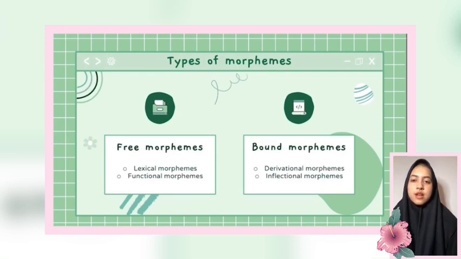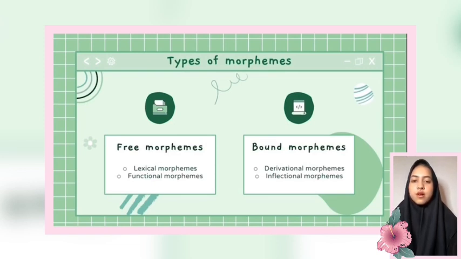And the second type of morphemes is bound morpheme. It is also divided into two. The first one is derivational morphemes, which change the part of speech. Example, adjective changes to noun. Example, happy becomes happiness. And the second one is inflectional morphemes.